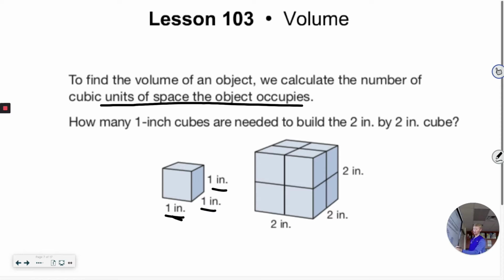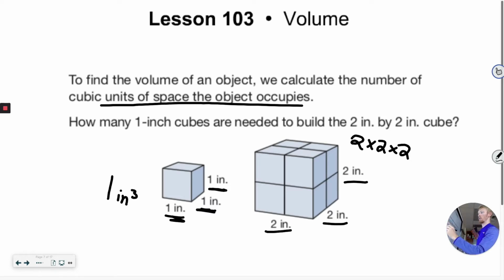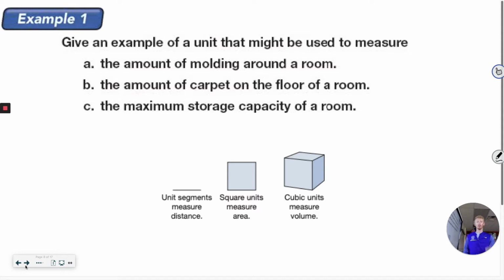So it would be 1 times 1 times 1. So if I have a 1-inch cube, my volume would be 1 inch cubed. If I had a cube that was 2 by 2 by 2, I'd do 2 times 2 times 2. I know 2 times 2 is 4, times 2 more would give me 8. So it'd give me 8 inches cubed. Don't forget your label, cubed. It's very important, your labels.